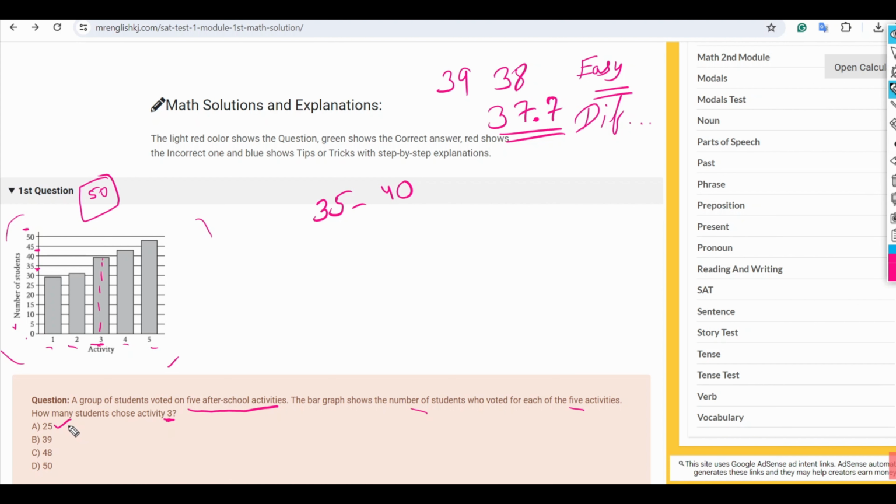25 is not between that. 48 is not. 50 is not. These are not between 35 and 40. Only 39 is the number that is between 35 and 40, as you can see here, right? So we know the answer, that is 39.